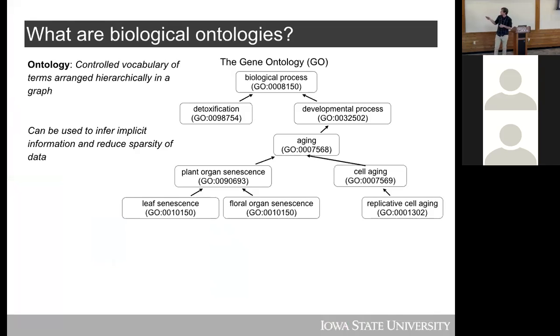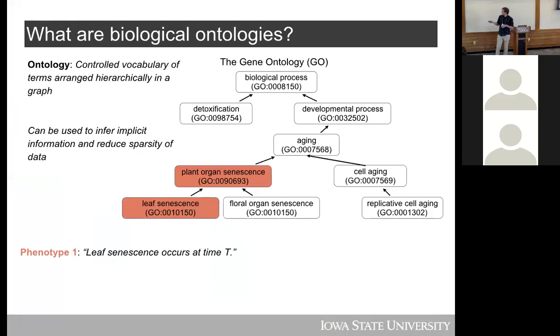The small portion of an ontology that I'm showing on this slide is some terms available in the Gene Ontology, which, if you've read things like enrichment studies, is usually the ontology that you've heard of. An example of how we can use this to reduce sparsity of data: say we have a phenotype like leaf senescence occurs at time t. We can annotate this phenotype with a term from the graph, like the one that's lit up in red, leaf senescence, and then infer by going up the hierarchy towards more general terms that leaf senescence is a type of plant organ senescence, which in turn is a type of aging, and keep following it up the hierarchy until you get to, most generally, a type of biological process.